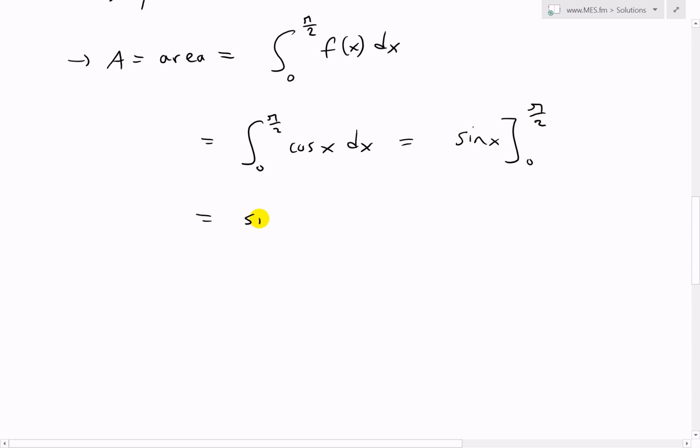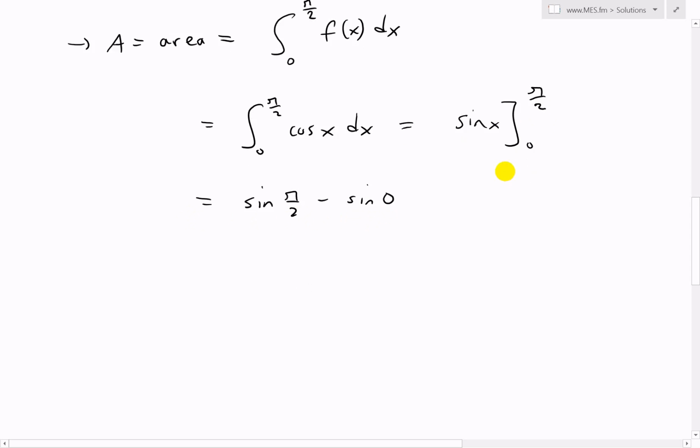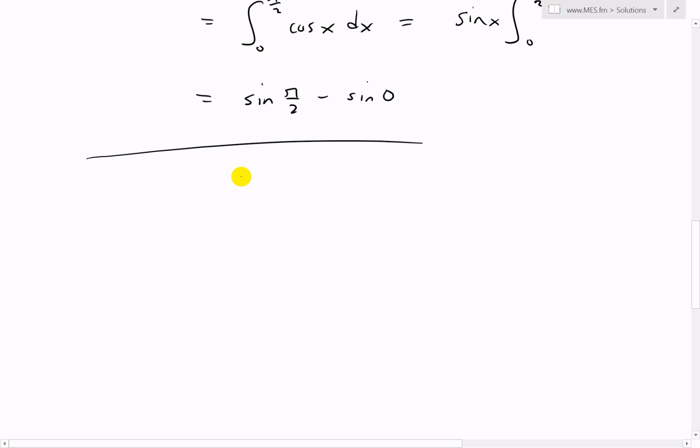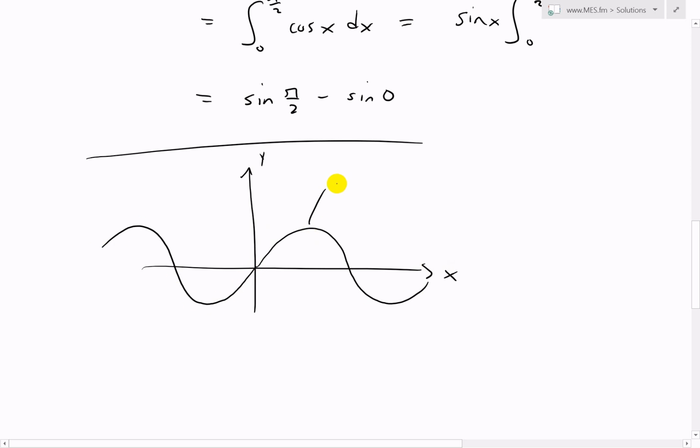This equals sine of pi over 2 minus sine of 0, and for the values, recall the graph for sine of x. The graph for sine of x looks something like this. It just goes up and down, and this is y equals sine of x. At this very top point right here, this is pi over 2. Here is 0 at this point. So sine of 0 is 0, and this one is 1.